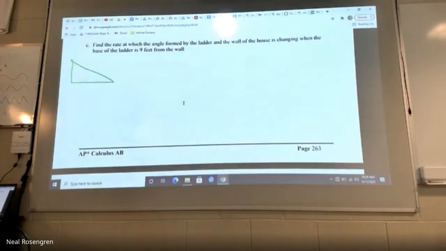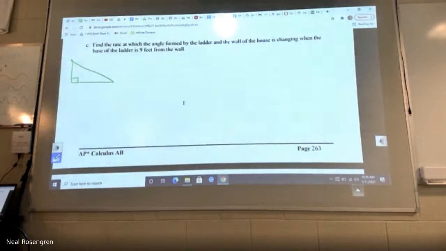All right. So, wasn't the base of the ladder 7 feet away for A and B? Oh, yeah. Now what is it? So like a whole second has passed, right? Because wasn't dB/dt 2? Yeah. So we're looking kind of like a second into the future.